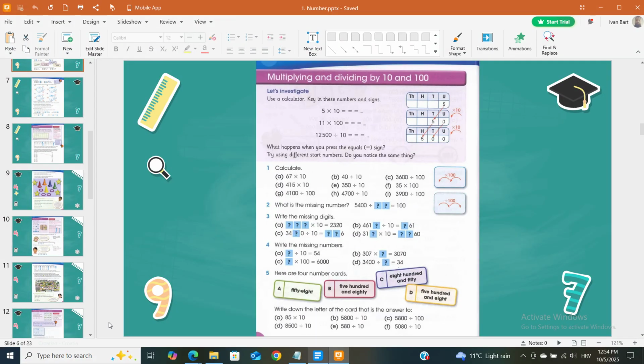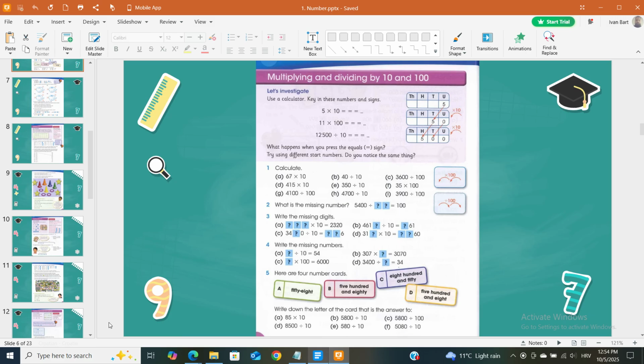(A) 85 times 10. (B) 5,800 divided by 10. (D) 8,500 divided by 10. (E) 580 divided by 10. (C) 5,800. (F) 5,080 divided by 10, 100.